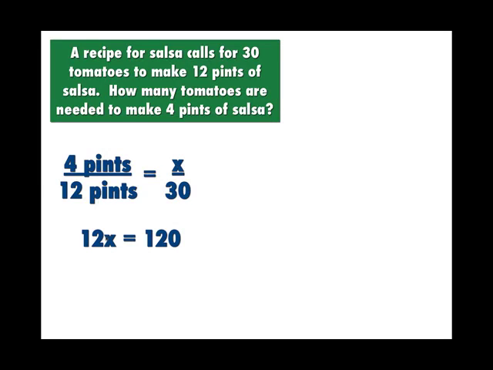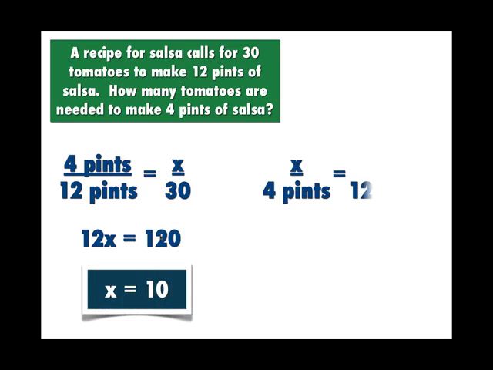12 times x makes 12x. We can drop the units. 4 times 30 makes 120. We know we're going to divide by 12, and our answer is going to be 10. When we check this, we put the numbers in.